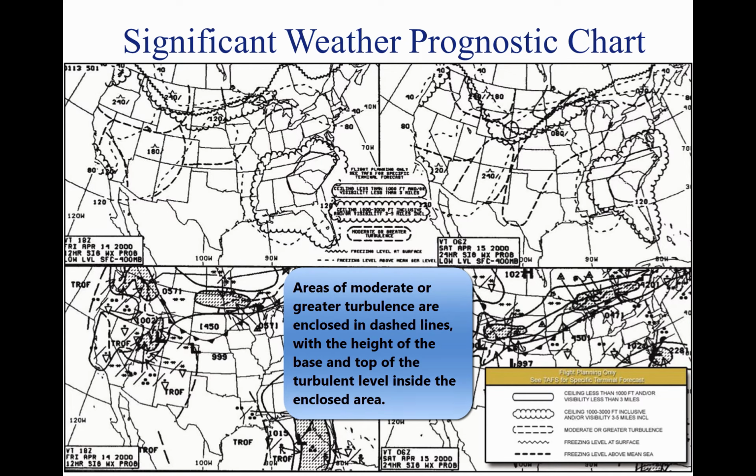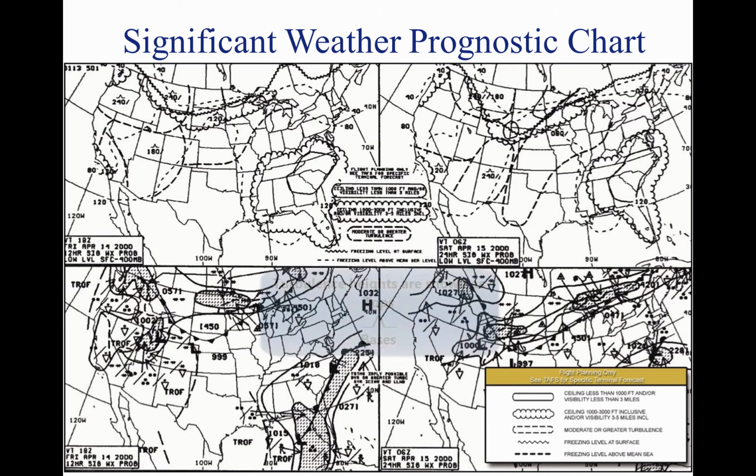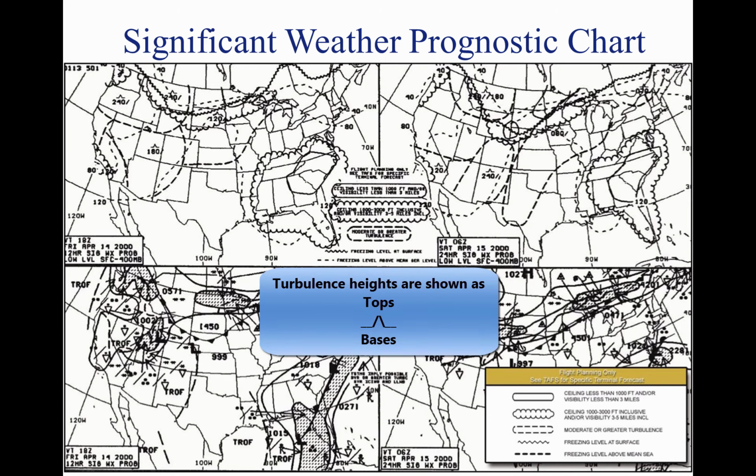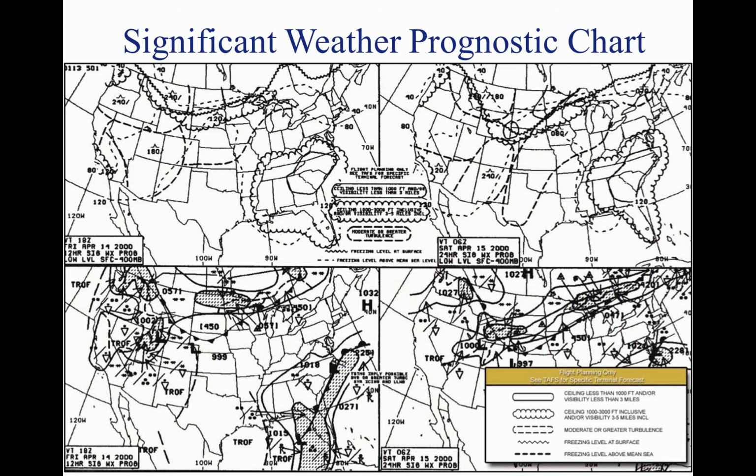Areas of moderate or greater turbulence are enclosed in dashed lines. Numbers within these areas give the height of the turbulence in hundreds of feet MSL. Figures below the line show the anticipated base, while figures above the line show the top of the zone of turbulence. Also shown on this panel are areas of VFR, IFR, and MVFR.